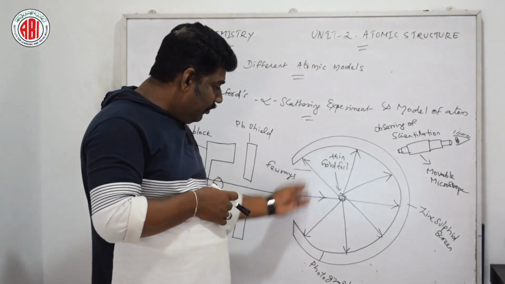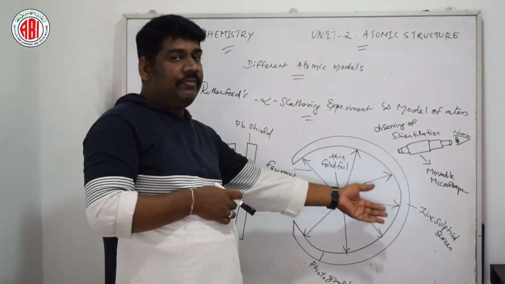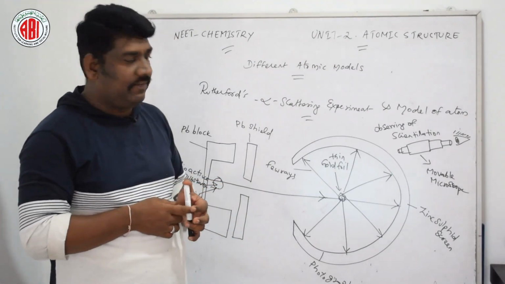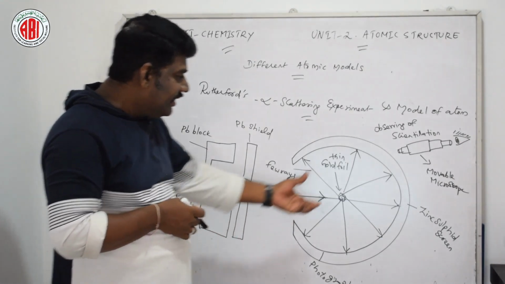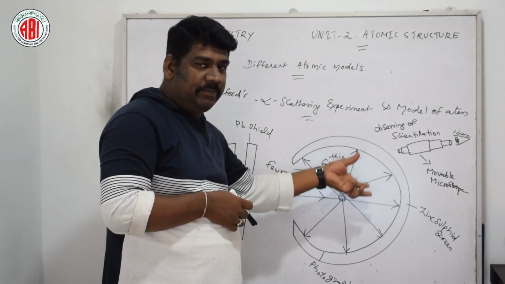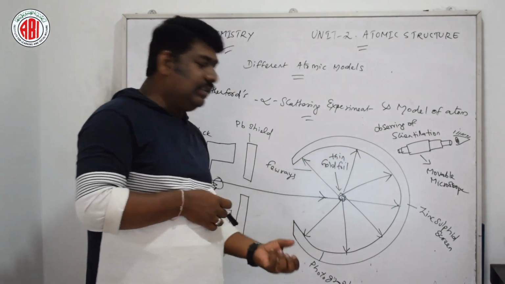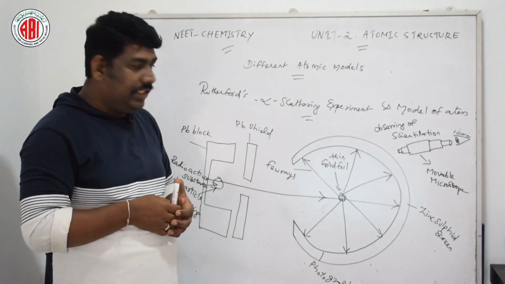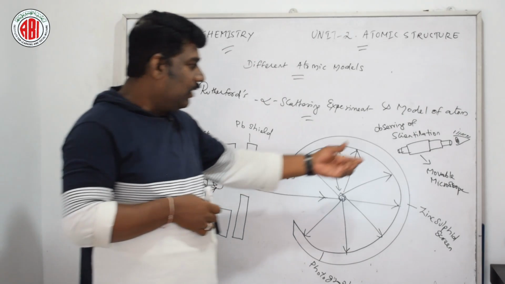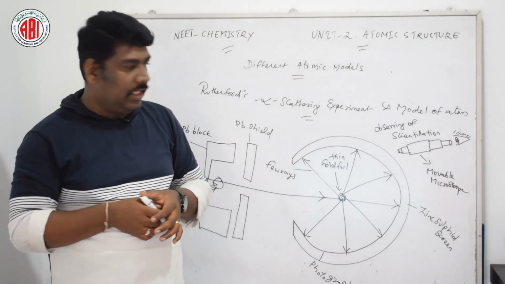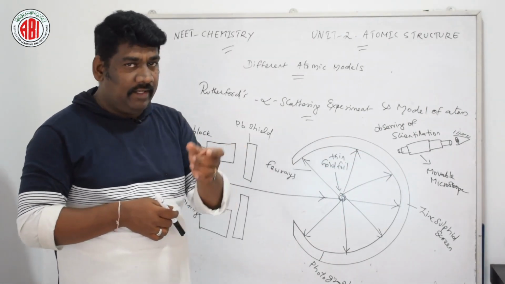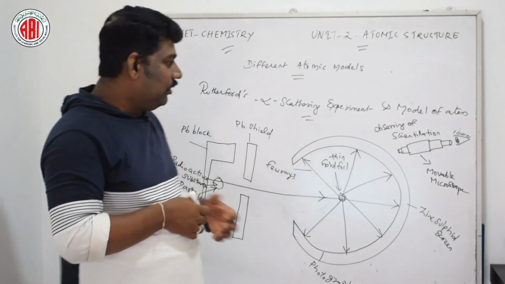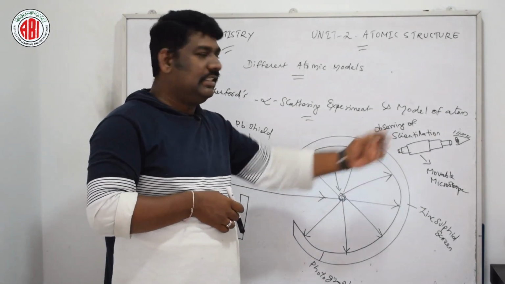some of which are scattered, and a few rays which penetrate through it and fall on the zinc sulfide screen. The scattering of the rays over that process is what we call scintillation, and it can be observed with a movable microscope, which is used to see micrometer-level objects, to observe the scintillation.